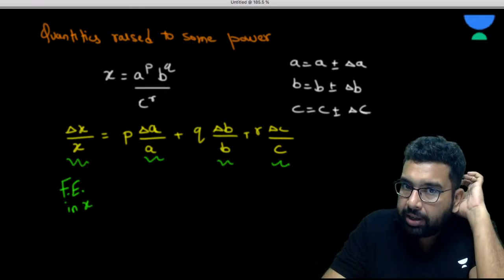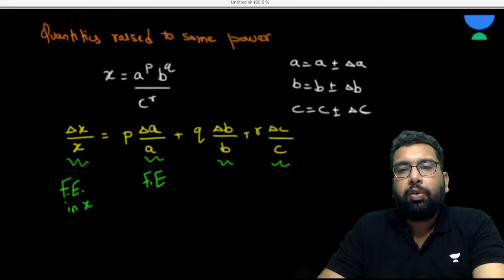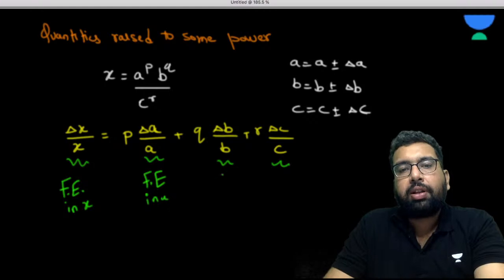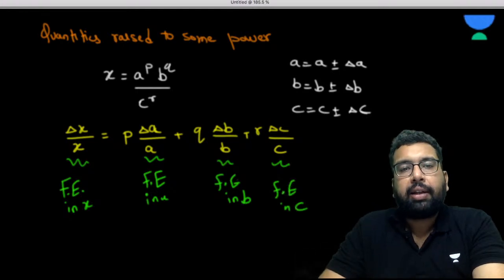Fe is the fractional error. So we know the fractional error. What is the fractional error? It is the fractional error in x, the fractional error in a, the fractional error in b, similarly the fractional error in c. So these are the errors in the measurement.